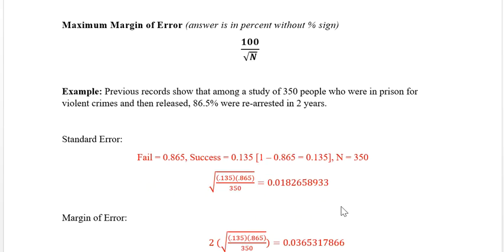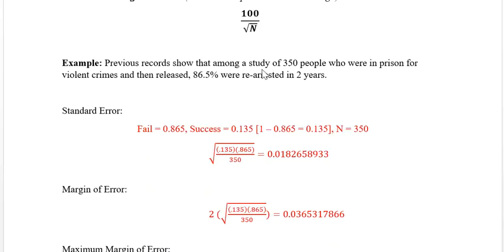So an actual example: previous records show that among a study of 350 people who were in prison for violent crimes and then released, 86.5% were rearrested in 2 years, which is a really sad percentage. So in this case, the fail rate was 0.865, which was this value right here, and it's the fail rate just because they were rearrested. The success rate is 0.135, which we found by just taking 1 minus the 0.865.